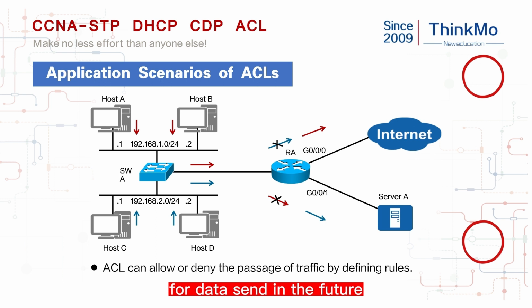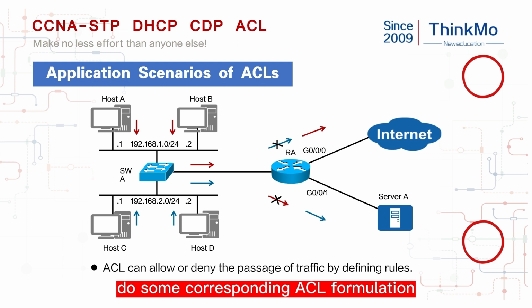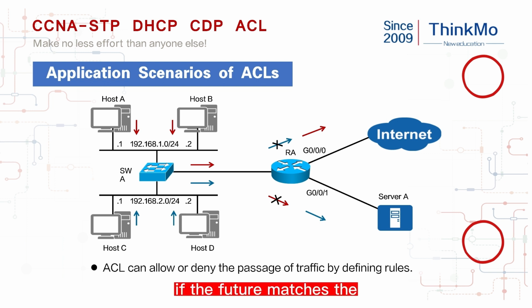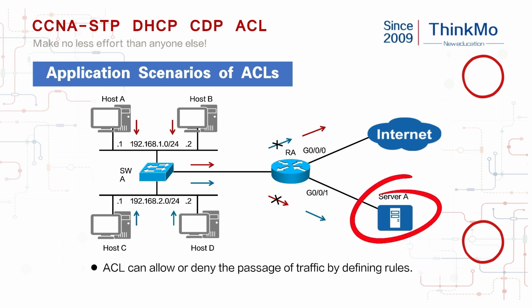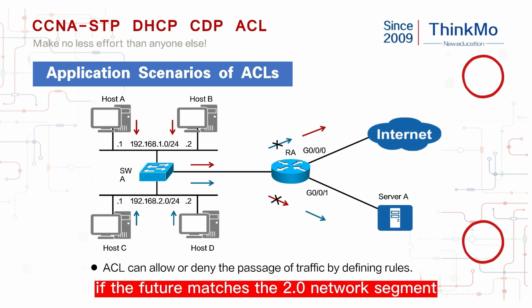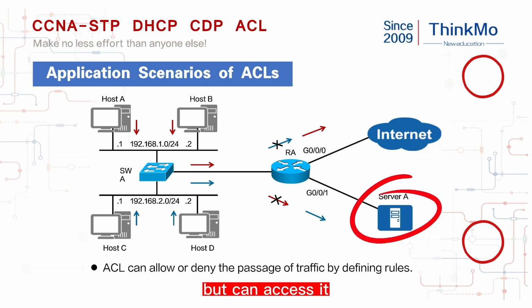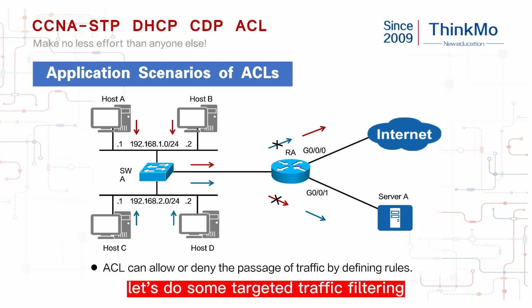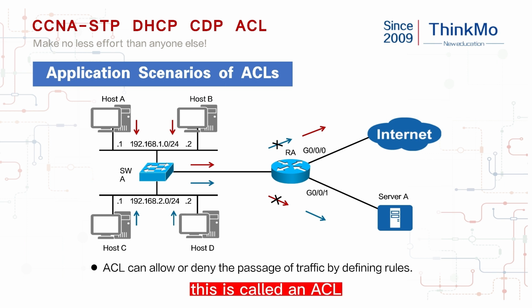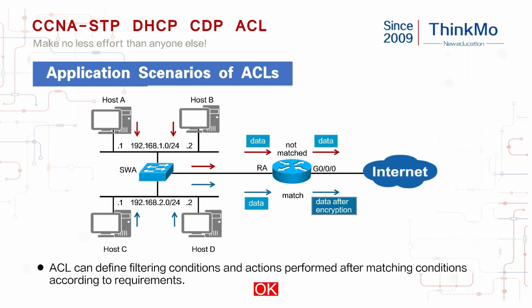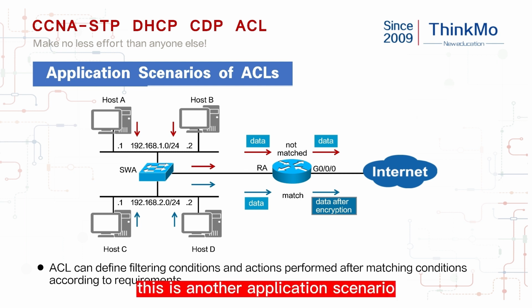For data sent in the future, we can here on the router do some corresponding ACL formulation. If the future matches the 1.0 network segment, then you can go online, but can't access the server. If the future matches the 2.0 network segment, you can't surf the internet, but can access the server. Let's do some targeted traffic filtering. This is called an ACL. Okay. Let's move on. This is another application scenario.